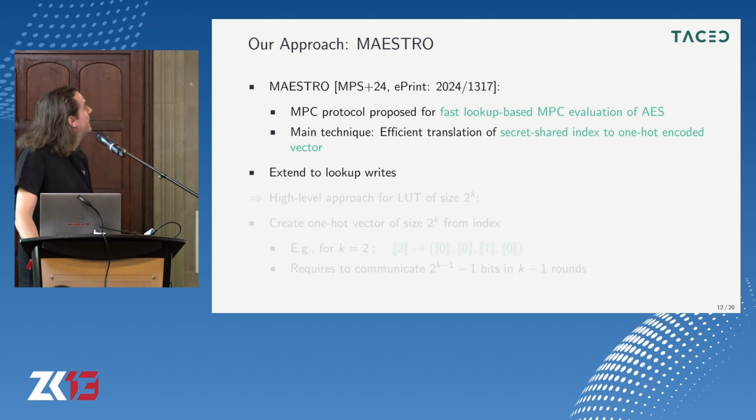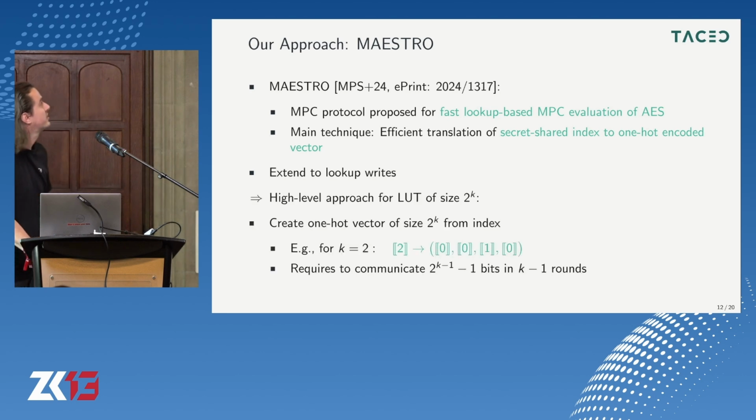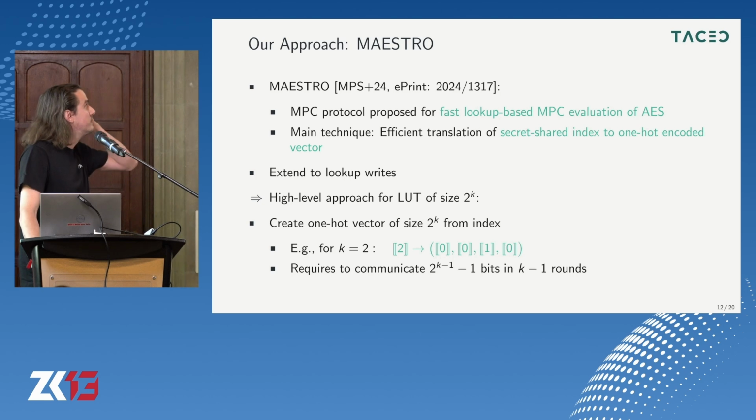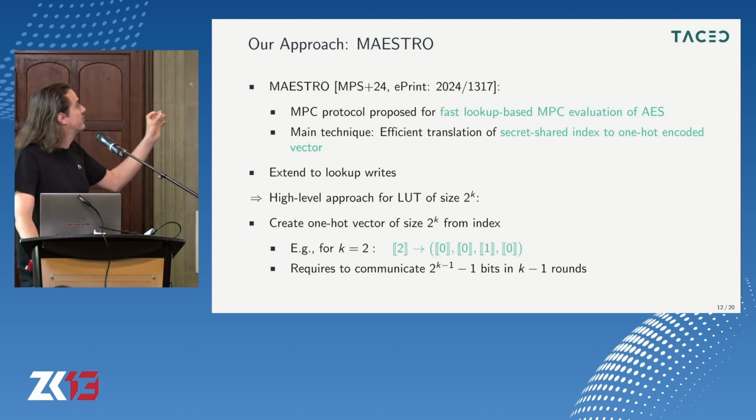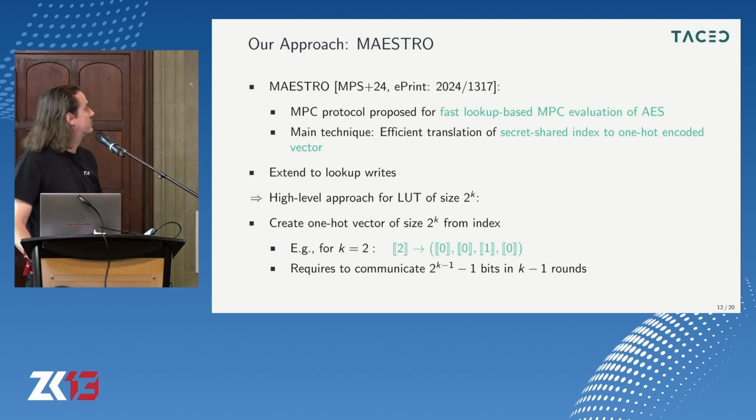The high-level approach for lookup tables of size 2^k is that you recreate this one-hot vector. For example, if you have k equals 2, you have the secret share of the index 2, and then you get this vector out where the 2nd entry of the array is 1, and the other ones are 0. And this requires communicating k-1 bits in k-1 rounds. We will see now how we can use this for reading.